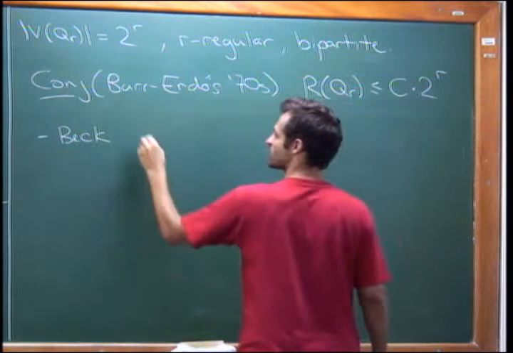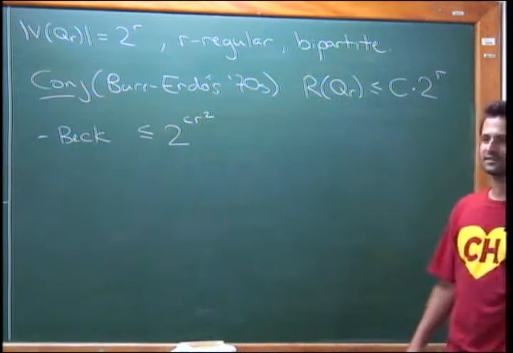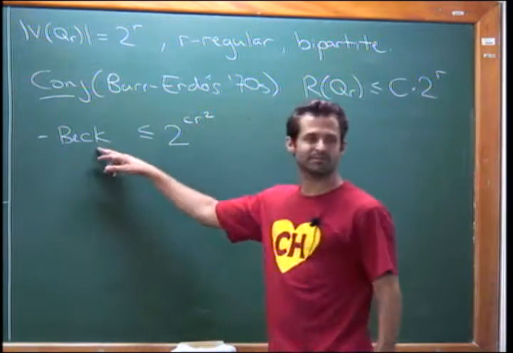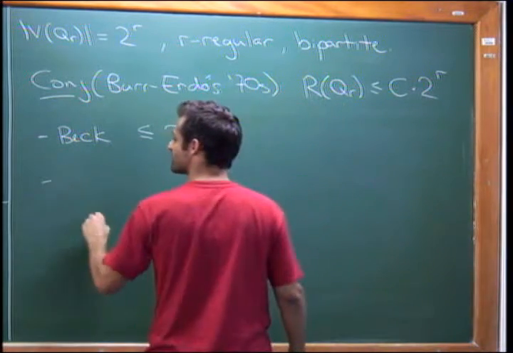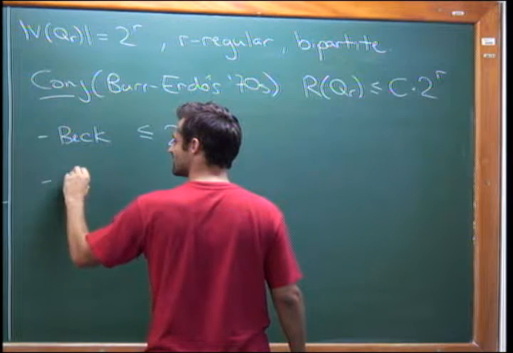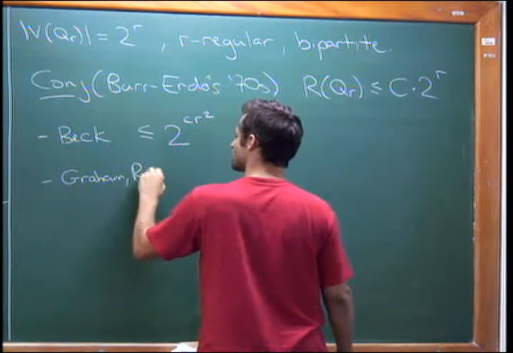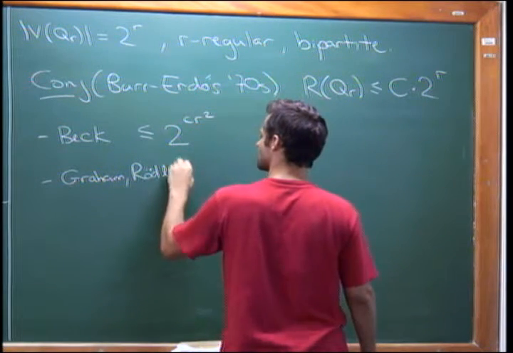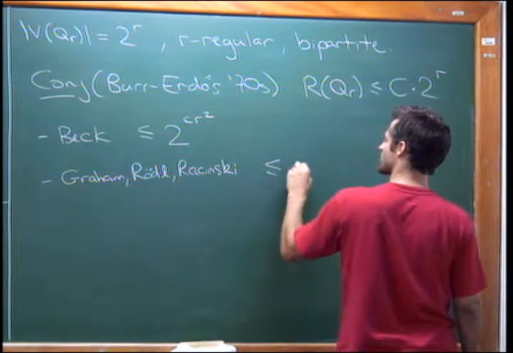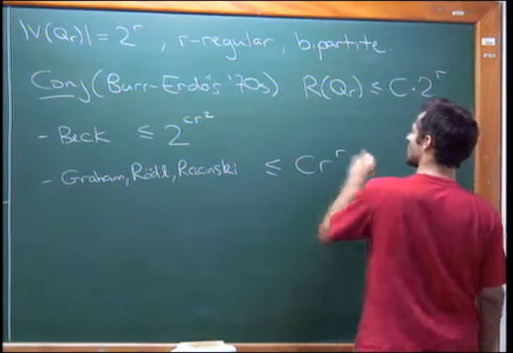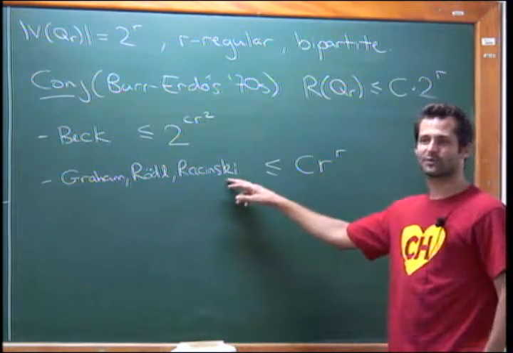Beck managed to prove that it was at most 2 to the constant times r squared. Beck's a pretty famous guy, particularly in games, combinatorial games. Graham, Erdős, and Rödl managed to prove that it's at most something like a constant times r to the r. This was quite a big improvement. These are also all pretty famous guys.